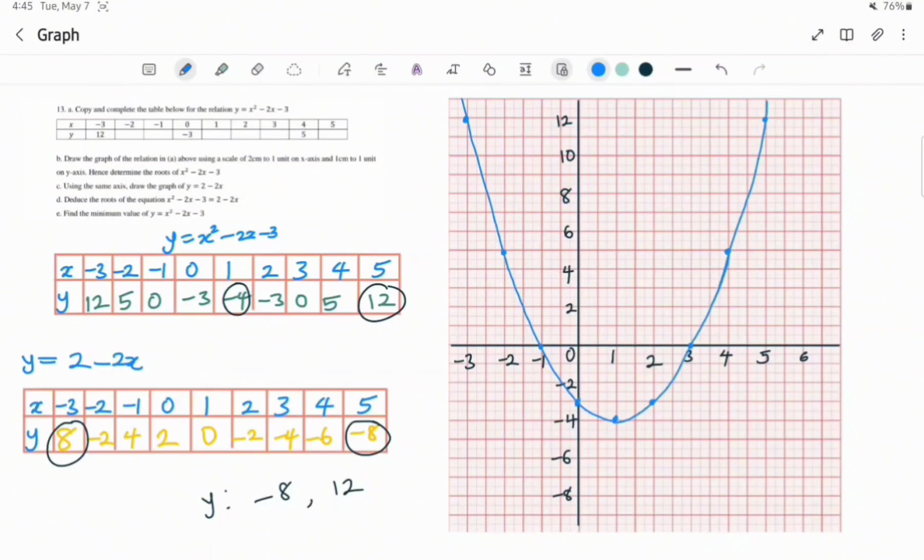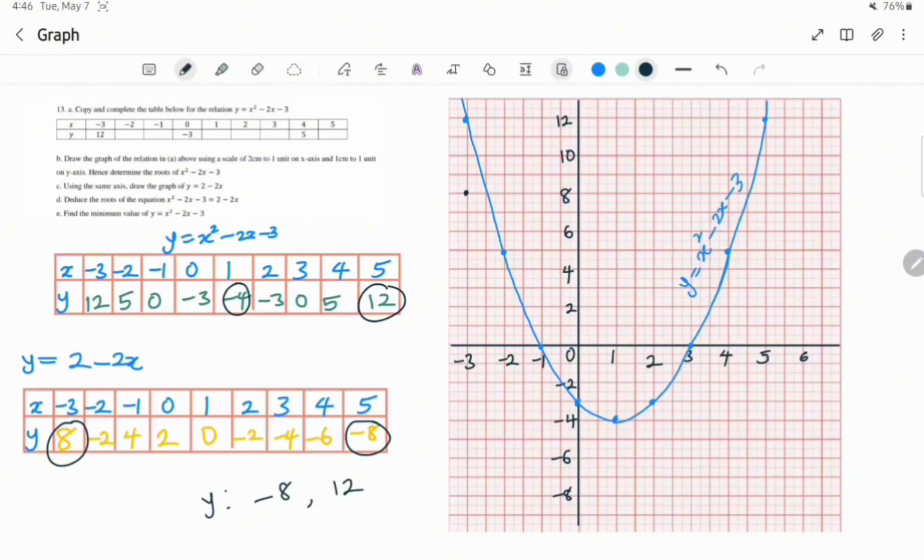Now that I've joined the points, it's time to draw the graph of the linear equation. When you draw graphs, please always label them. So this first one is for y equals x squared minus 2x minus 3, right? So for the linear graph, when x is negative 3, y equals 8. So this is the point. Okay, let me use another ink this time around. Let me use a black ink. So when x is negative 3, y is 8, right? So this is the point where x is minus 3 and y is 8.